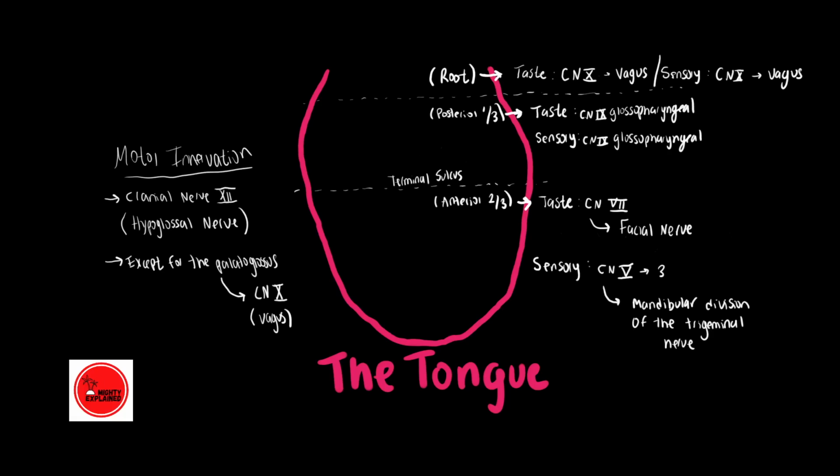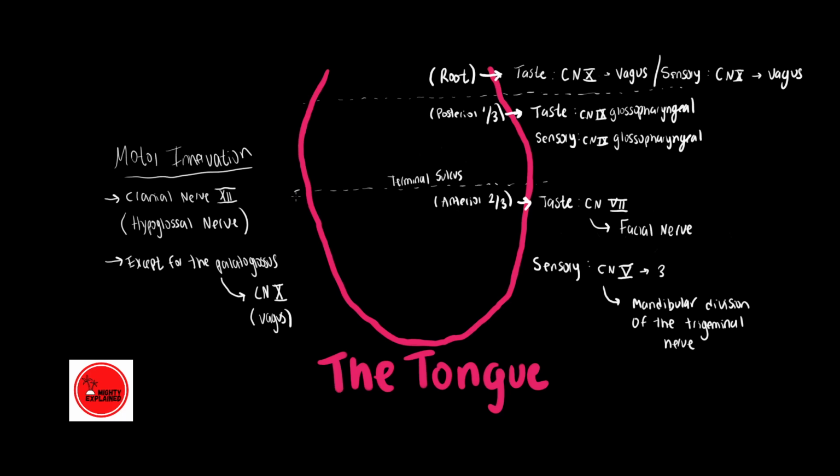Today we're going to be talking about the tongue and the various cranial nerves that innervate it. To begin, let's do a quick overview on the structure of the tongue and its various segments. So on the top over here we have the root, and then below that we have the posterior 1/3, and then lastly on the bottom we have the anterior 2/3 of the tongue.